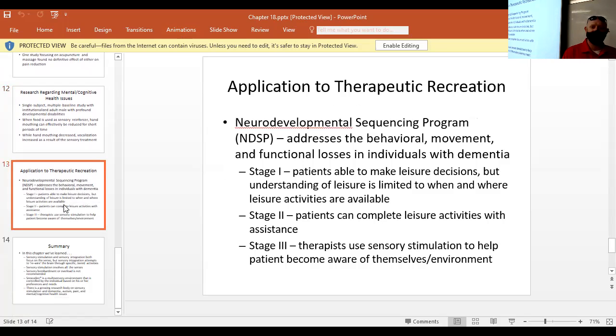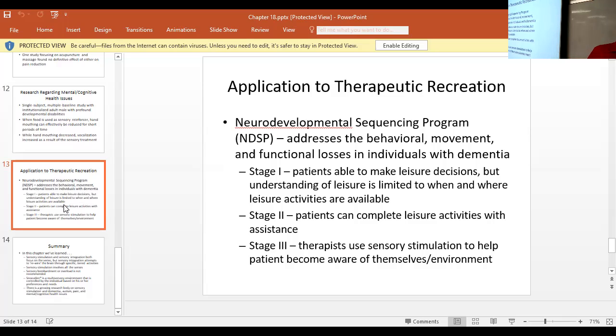So how do we apply this to therapeutic recreation? There's something called a neurodevelopmental sequencing program, NDSP, and what it does is address the behavioral, movement, and functional losses in individuals who are suffering from dementia. And it has it listed in different stages. Stage 1, the patients are able to make leisure decisions, but their understanding of leisure is limited to when and where leisure activities are available. They're still able to make some.